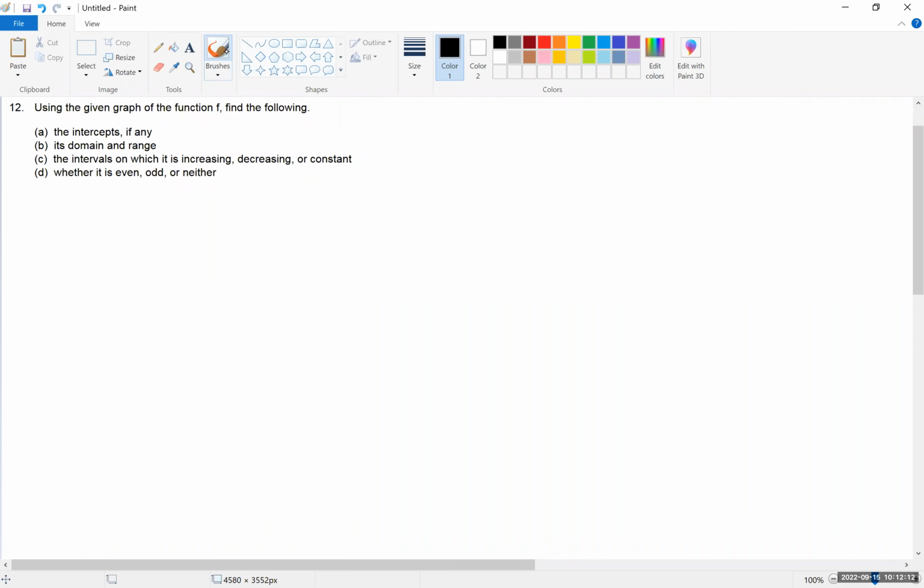All right, this number 12 says, using the given graph of the function, find the following. Oh, right, we probably need the graph on this one. It's all right, we'll grab it.